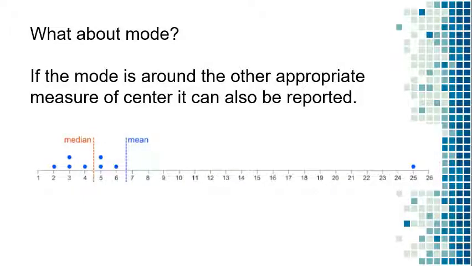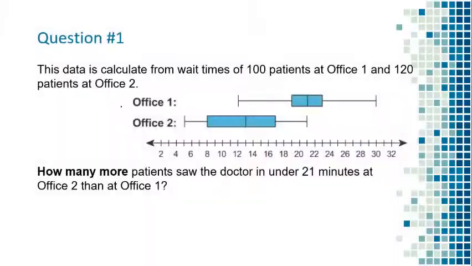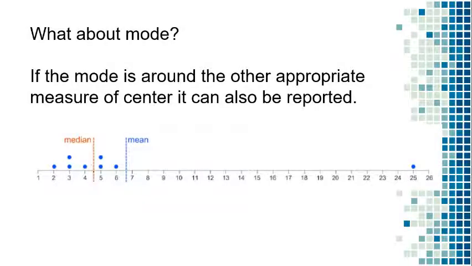All right, so what about the mode? We didn't really include the mode in any of this. The answer is it's sometimes used, depending on the scenario. If the mode is around the other appropriate measure of center, it can also be reported. In this case, my mode was 3 and 5. My median was 4.5. So they're around the same, so it wouldn't necessarily be horrible here to use the mode to represent our measure of center.